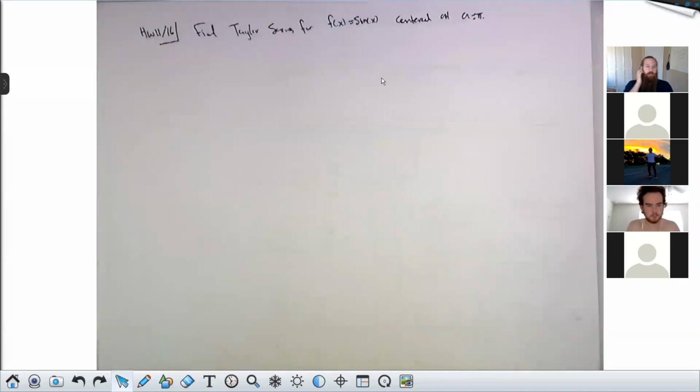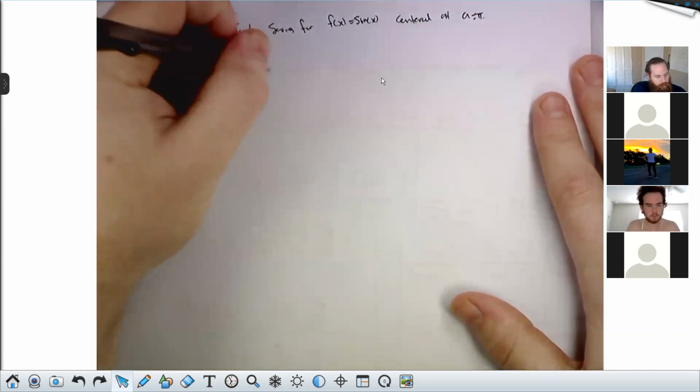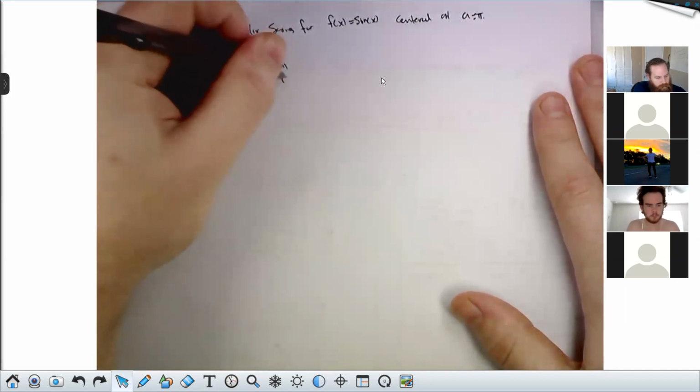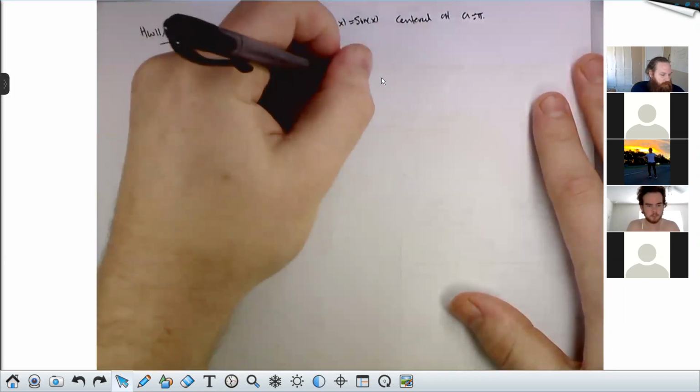Okay, so you should attack this the same way we did finding the Taylor series for sine centered at 0. The only difference here is that we're moving the center from 0 to pi. So you need to make your table: n, f^(n) of x, f^(n) of the center, which is pi, and then your Cn's.